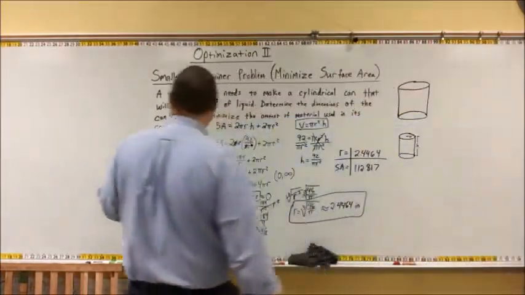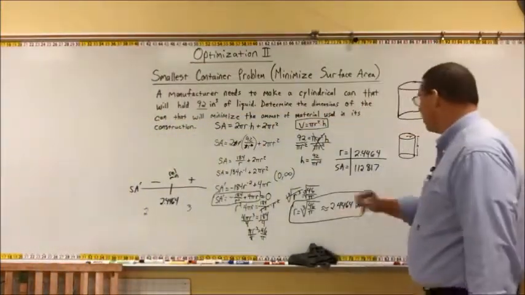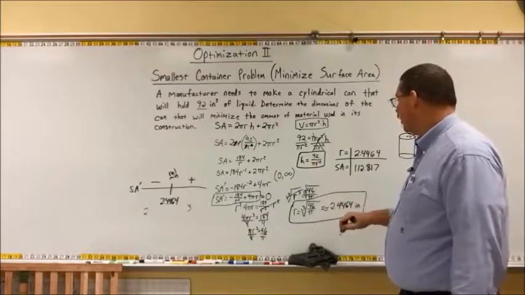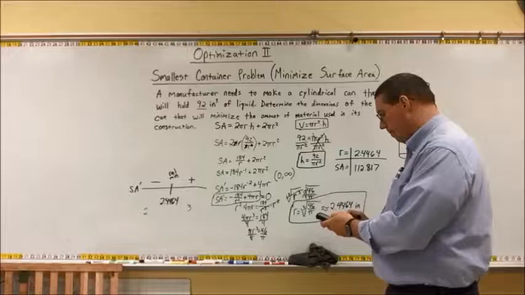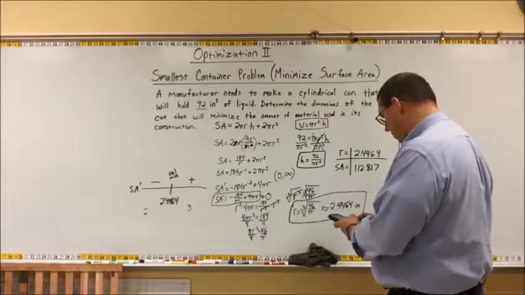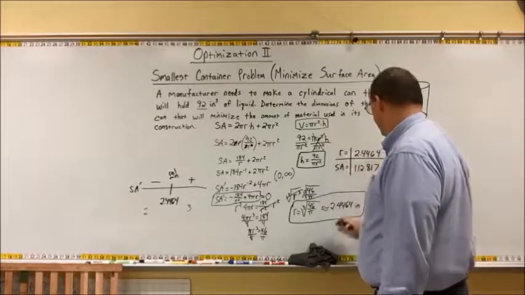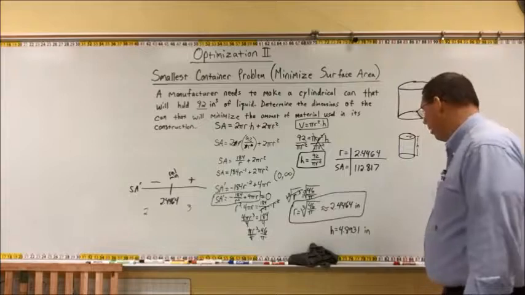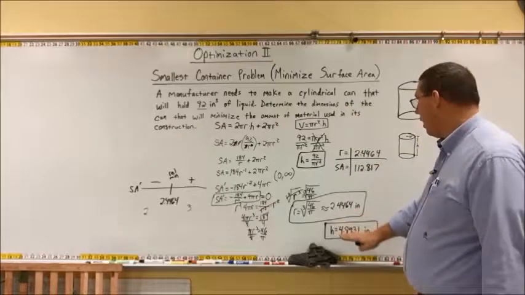So we have succeeded in showing that the correct radius for minimizing the surface area of this can is 2.4464 inches. Now we need to know the height, because the question says determine the dimensions of the can. So we'll go here to 92 divided by pi r squared, divided by parenthesis pi, and then r is 2.4464. I'll square that, and I get 4.8931. So height is 4.8931 inches.